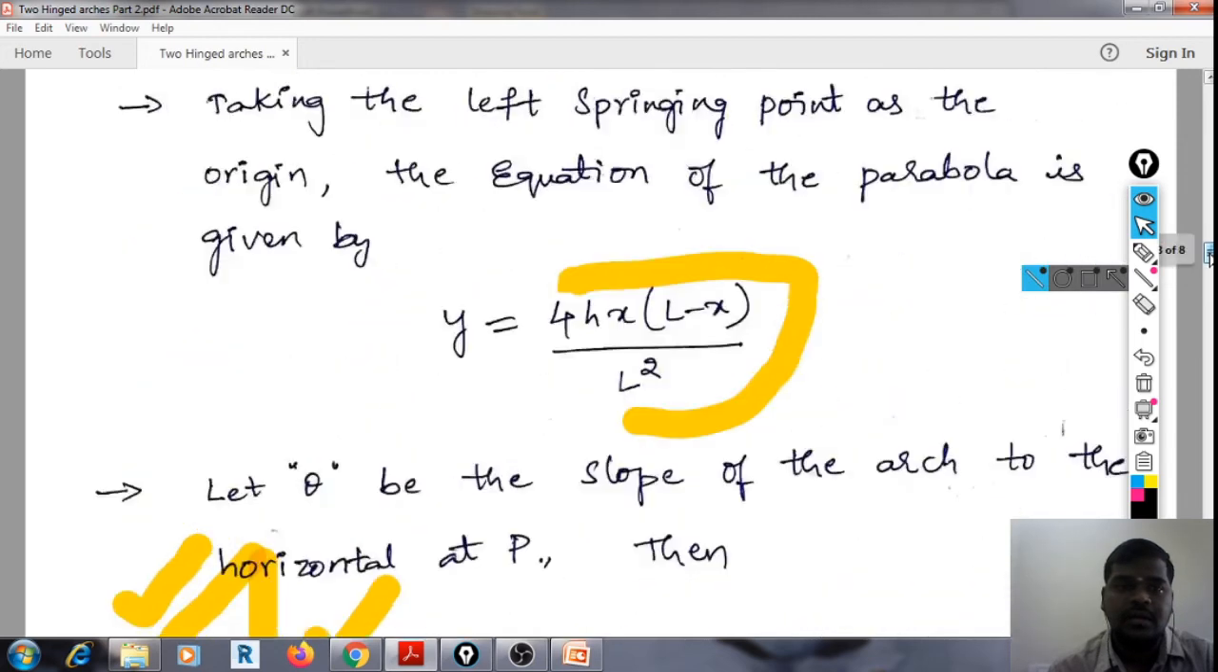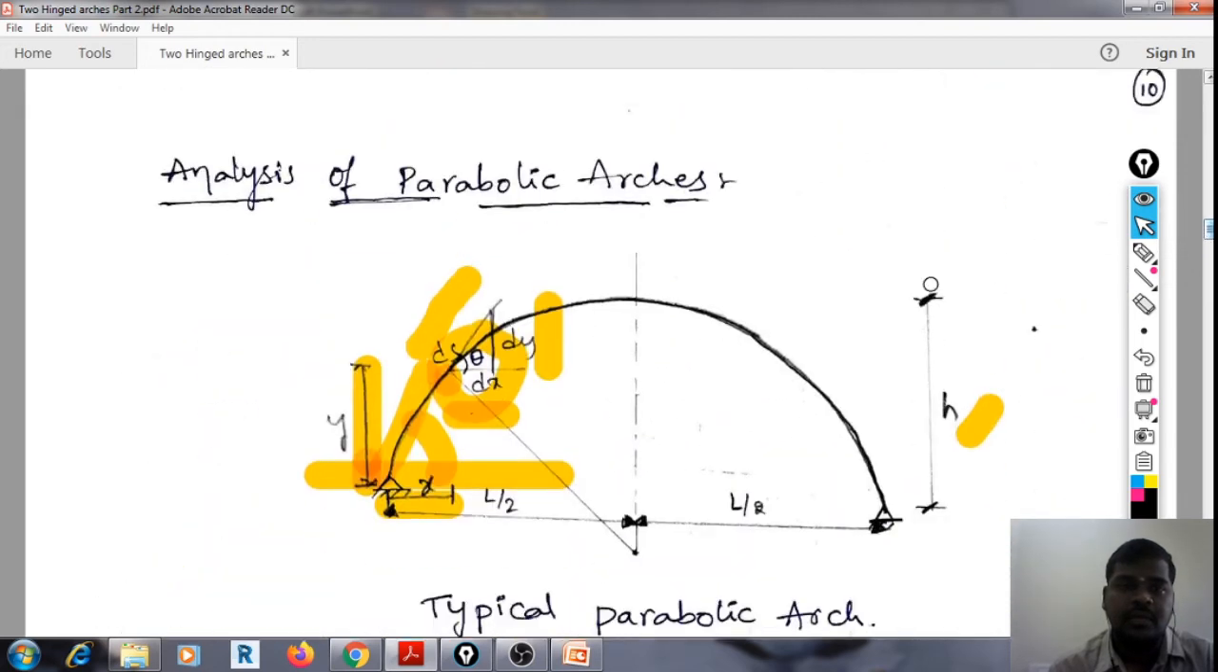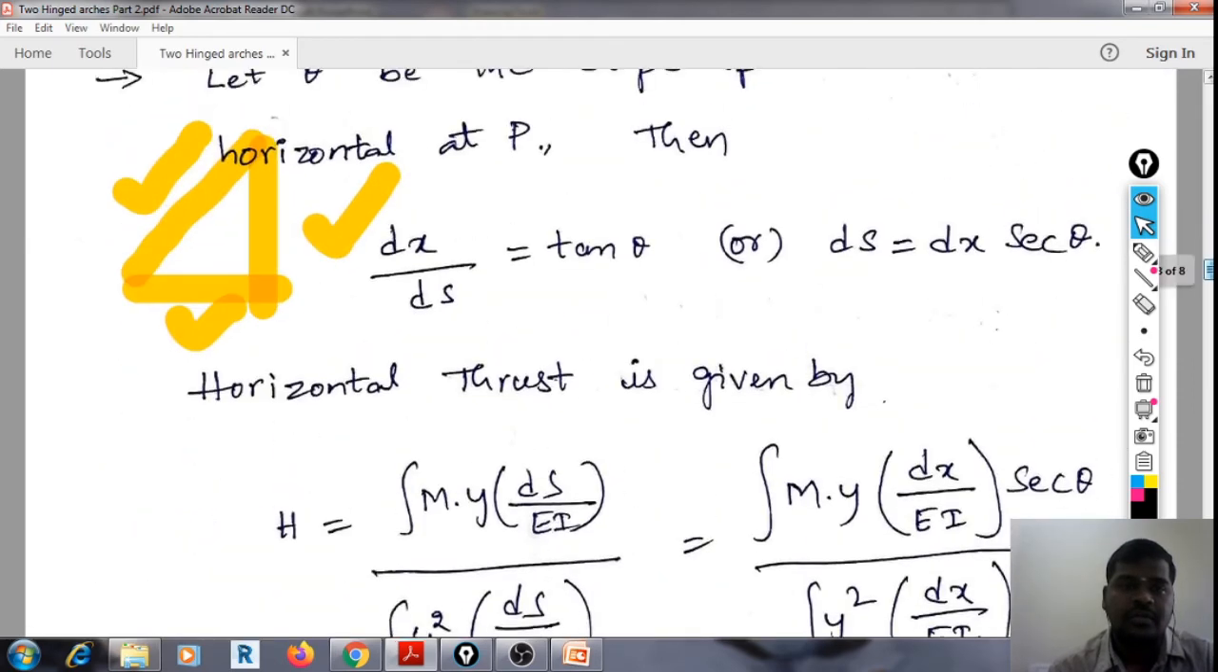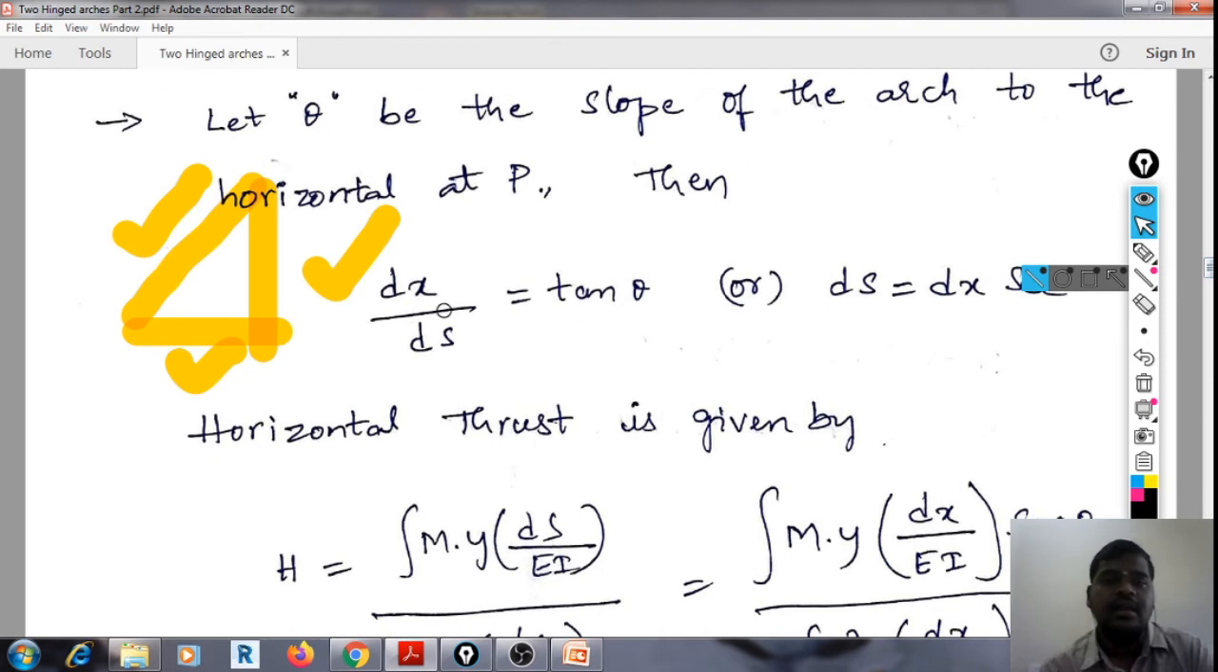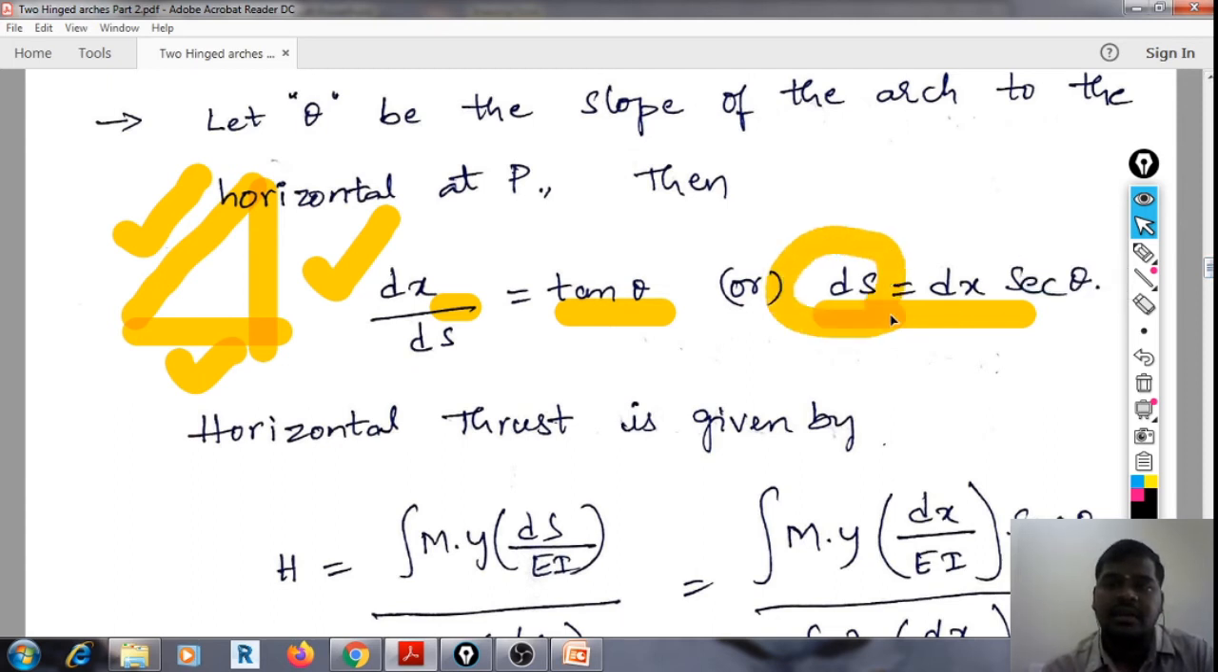I will show you once again. So this is what I have drawn there: dx, dy and ds. That's what I have drawn there itself. So from this triangle, dx by ds is equal to tan theta. Then ds can be written as dx secant theta. So if we substitute in the place of ds, dx into secant theta, what do we get?